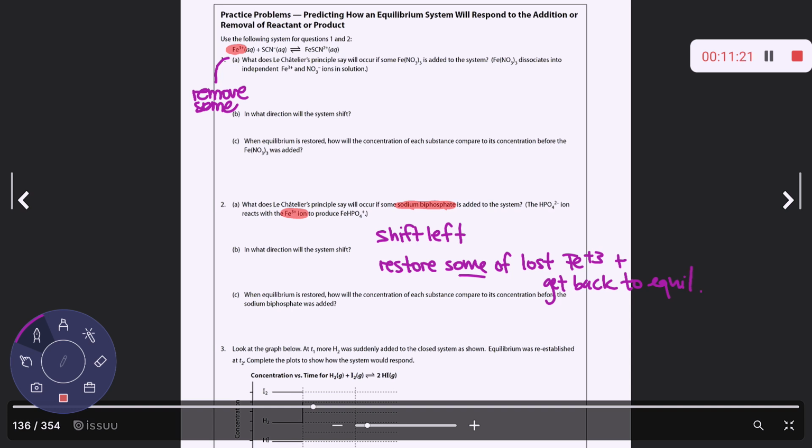Okay, now, when I shift left, what happens to the concentration of SCN -1? I'm moving that way. Yeah, it goes up. And then what happens to the concentration of FeSCN plus 2? Decreases. Okay, and then if we bring back some of the Fe plus 3, but not all of it, then what happens to this concentration overall? Decrease. It decreased.